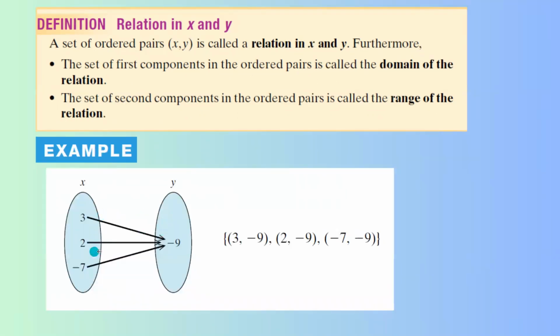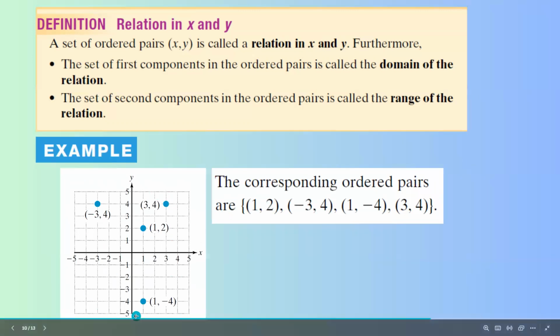Sometimes we use arrows to represent the relation. This relation has x values 3, 2, and -7, and 1 y value, which is -9. The way that we write it is 3 is related to -9, so 3 and -9. 2 is related to -9, so x is 2, y is -9. -7 is related to -9, so the third point is -7 and -9.